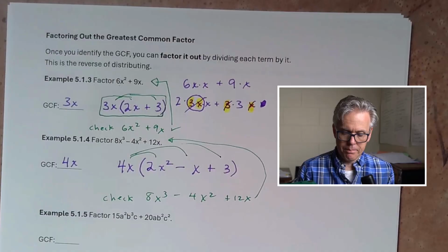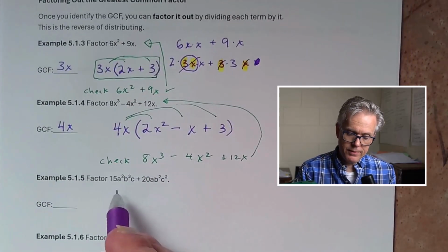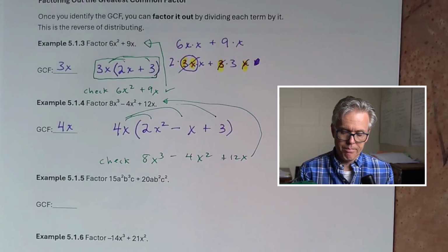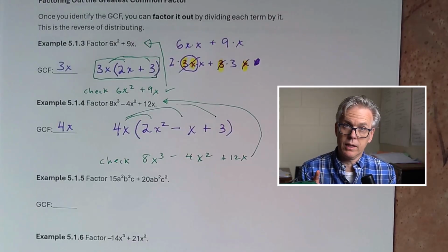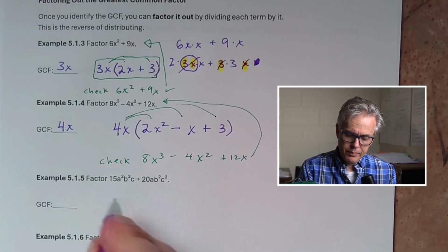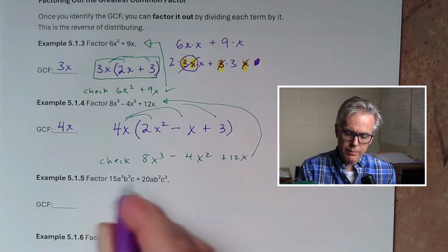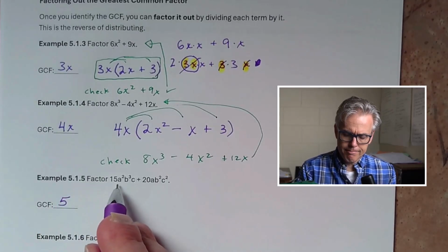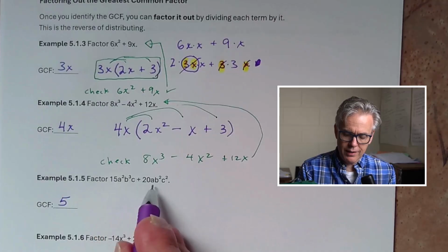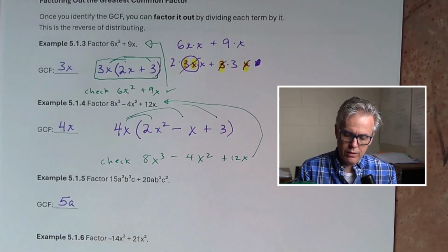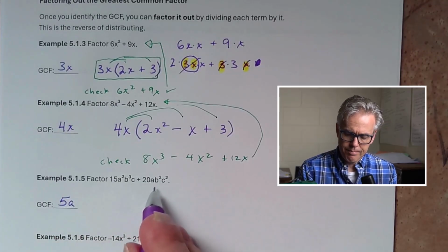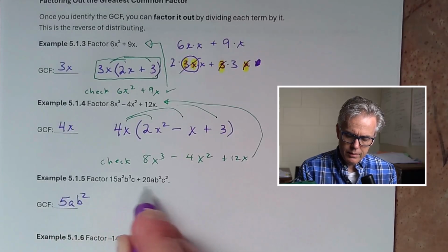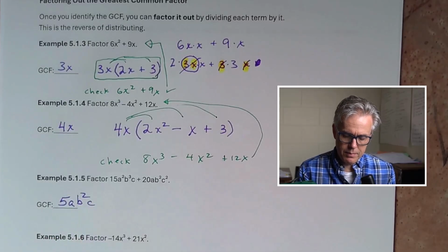Okay, how about this next one? Factor 15a squared b cubed c plus 20ab squared c cubed. Again, look at the numerical part first. It looks like 5 goes into both of those evenly, so 5. And then what about my variable term? I've got a squared and a. Well, it can't be any bigger than the smallest number, so we have a, and then b squared. And then I only have one c there, so I can't go any bigger than that.